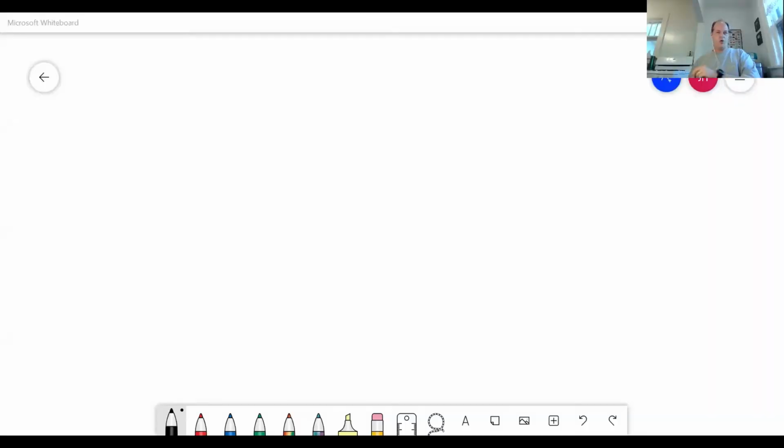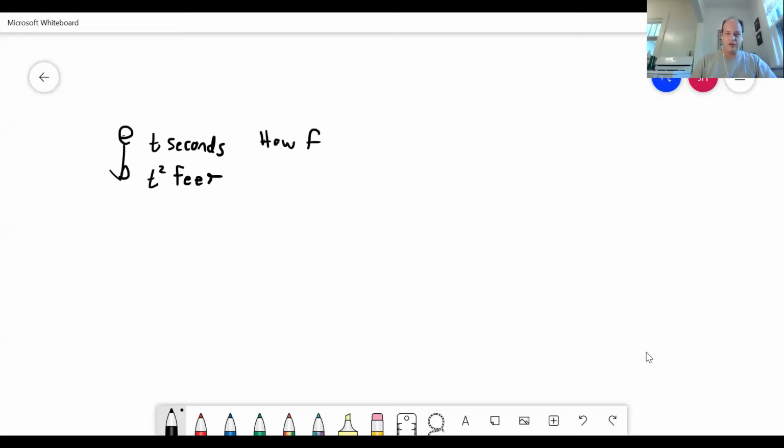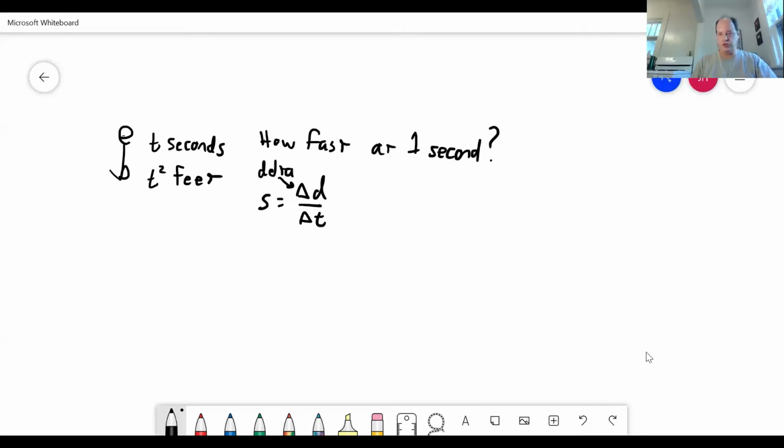All right, so let's say we're gonna drop a rock, and after t seconds, we're gonna say the rock falls t squared feet. Okay, and I know it's supposed to be 32 t squared, but this is just easier. So we'll say how fast is it traveling at 1 second. Now, remember, speed is the change in distance over the change in time. These little triangles here are the Greek letter delta, and that's the symbol that mathematicians use for change.